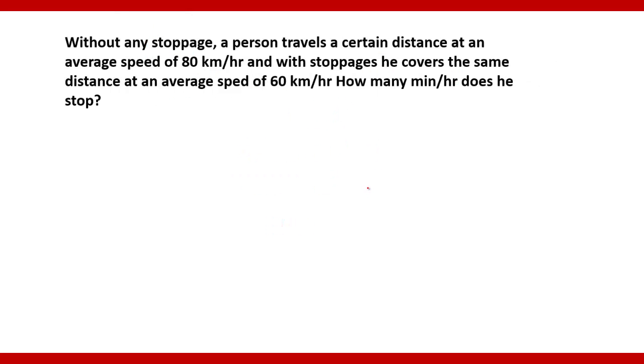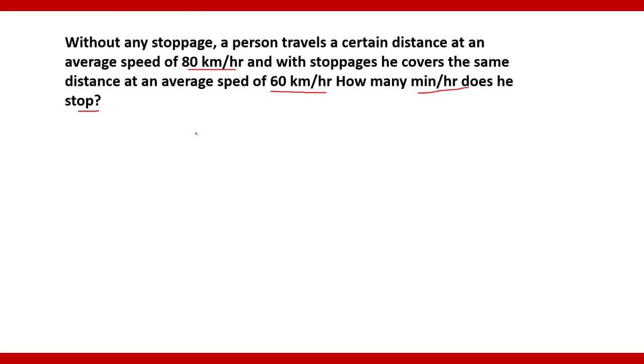Next question is, without any stoppage, a person travels a distance at an average speed of 80 km per hour, and with stoppages he covers the same distance at an average speed of 60 km per hour. How many minutes per hour does he stop?